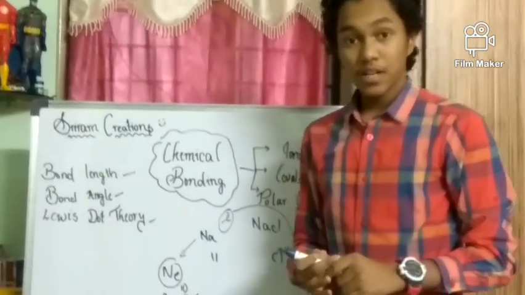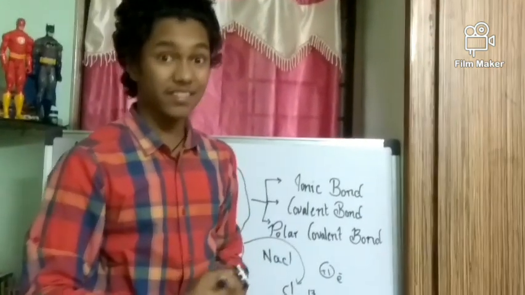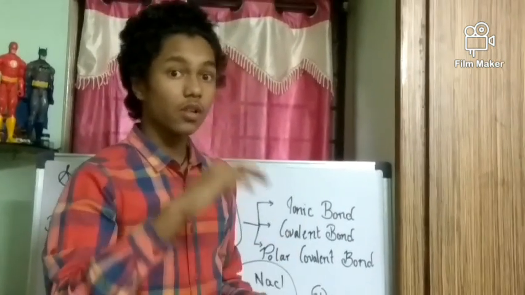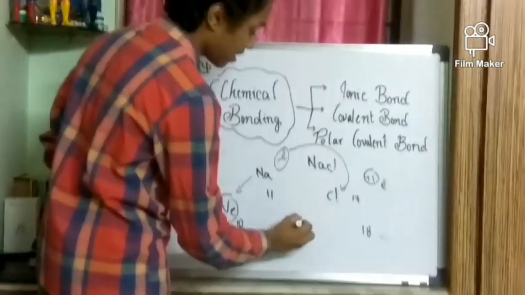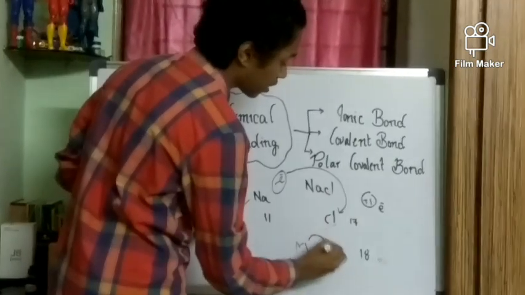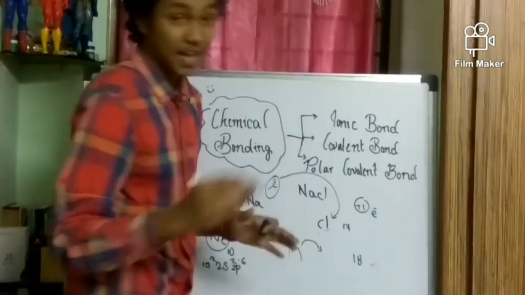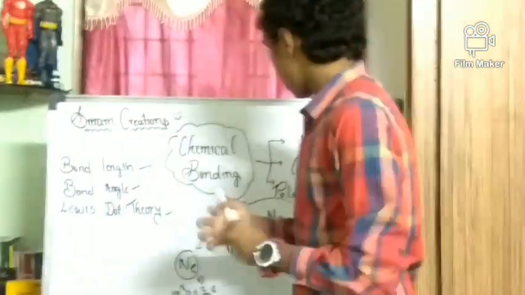Understood what is ionic bond? So ionic bond will only form for highly reactive metals to highly reactive nonmetals. That means that if there is a highly reactive metal, this will give an electron to a highly reactive nonmetal. You have to keep that in mind. So that is what ionic bond is called.